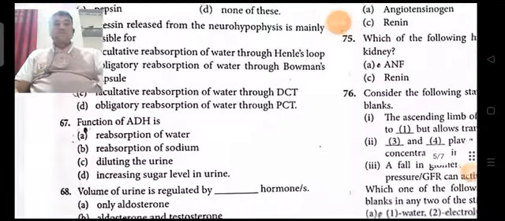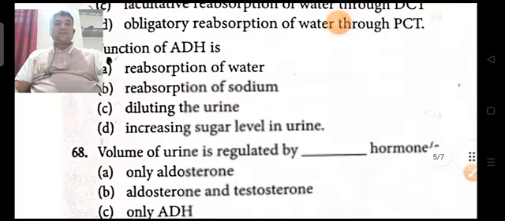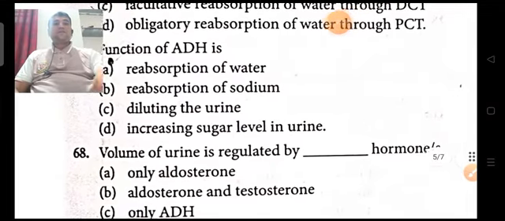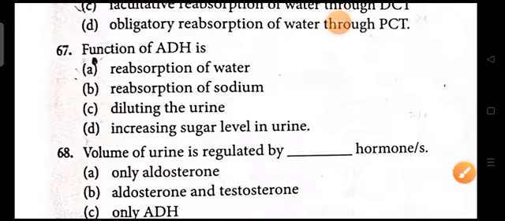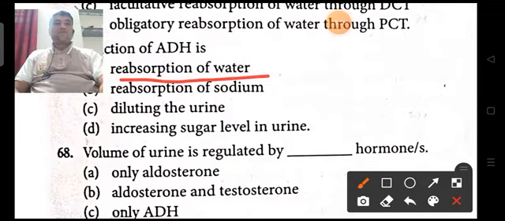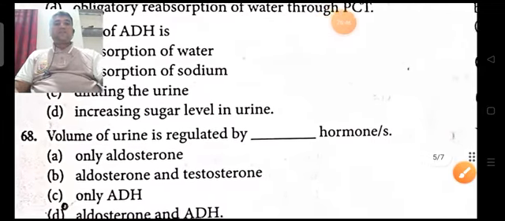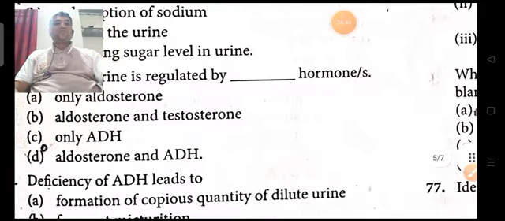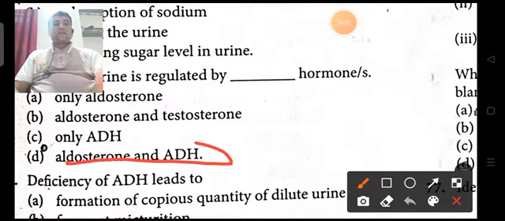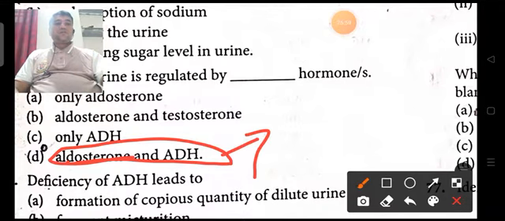Next, the function of ADH, antidiuretic hormone, is reabsorption of water. Reabsorption of water is the primary function of this. Next, volume of urine is regulated by dash hormone. You know that aldosterone, vasopressin, or the ADH. So this is also called vasopressin.